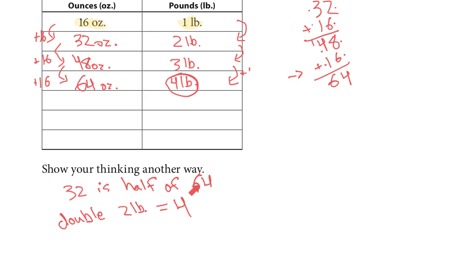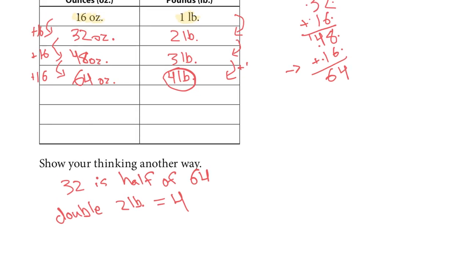32 is half of 64. 64 was what we were looking for, right? So if I double the 32, I get 64. Well, we know 32 is 2 pounds, so if I double that 2 pounds, I get 4. So I could have maybe done that a little bit faster, but once again, it's noticing the patterns.